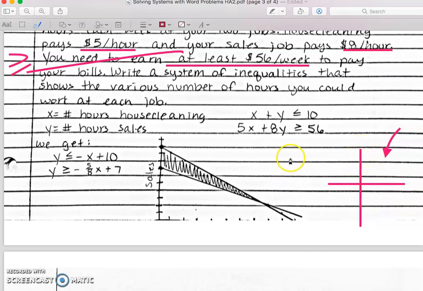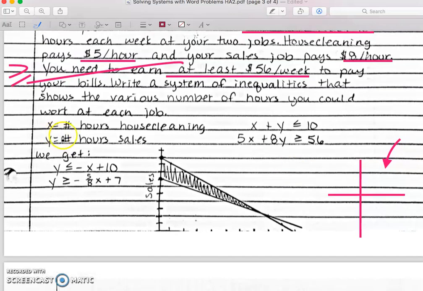Next question. How do I know which axis is which job? Well, by the variables we used. X is the number of hours house cleaning. X is our x-axis, so this one goes horizontal along the bottom, so this will be number of hours spent house cleaning. Y is our vertical axis, and that's our number of hours in sales. So that's how we know where it goes.